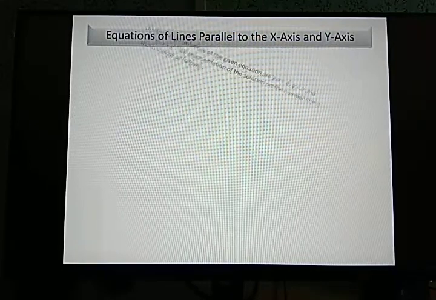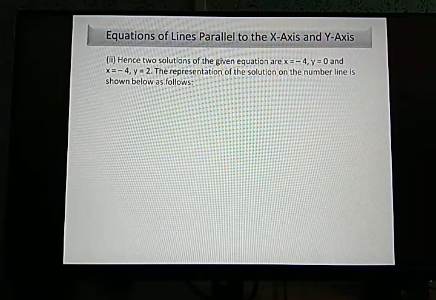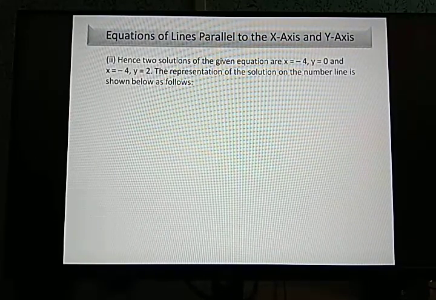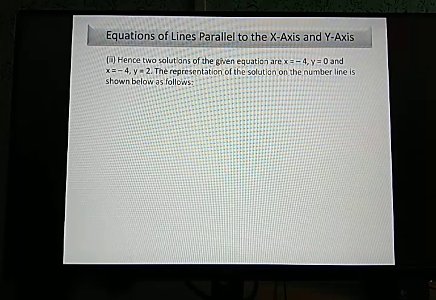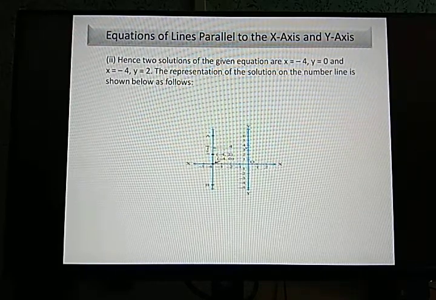So the different solutions, we have found out two solutions here. One is x equals -4 and y equals 0, and x equals -4 and y equals 2. So you can find out many other solutions if you want. I have found out here only two solutions, because two solutions is enough to draw a line. So that's why only two solutions have been found here. And the graph will look something like this.